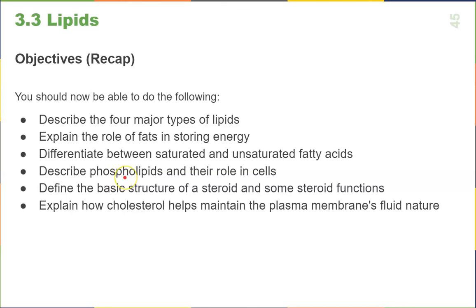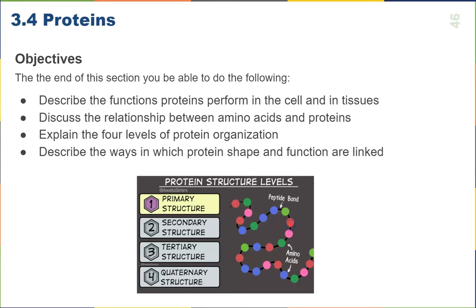Describe phospholipids. So phospholipids make up the cell membrane. We will talk more about the cell membrane when we get to chapter 5. The basic structure of a steroid is a ring structure, usually has 4 rings. Cholesterol is a steroid, also makes hormones, and it helps make the plasma membrane fluid, which we may not have talked about, but it does. It helps make it fluid because it helps provide some spacing in the membrane.